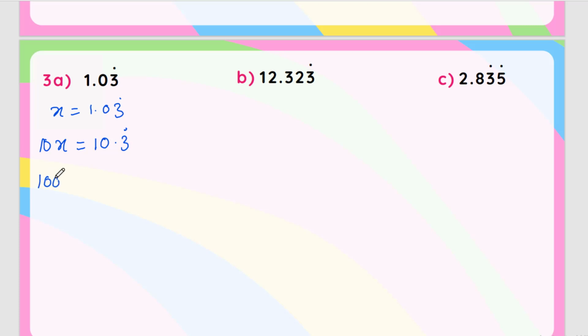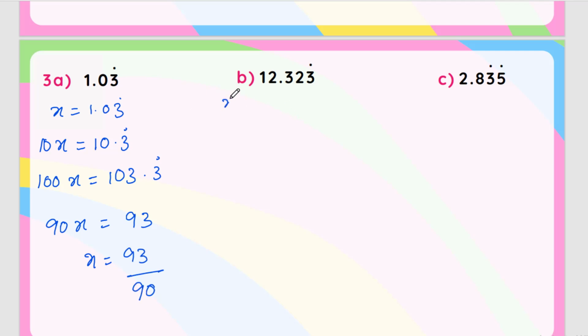So 100x equal to 103.3 repeating. Now we are going to subtract 100x minus 10x. So 90x equal to, after the decimal point it will get cancelled, 103 minus 10 is 93. So x equal to 93 divided by 90.